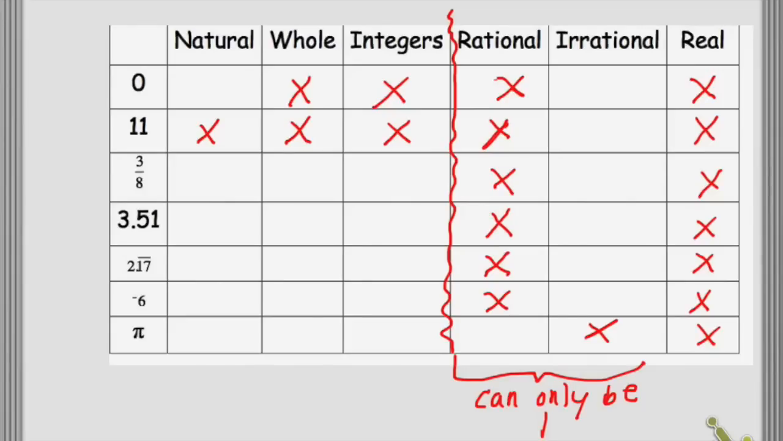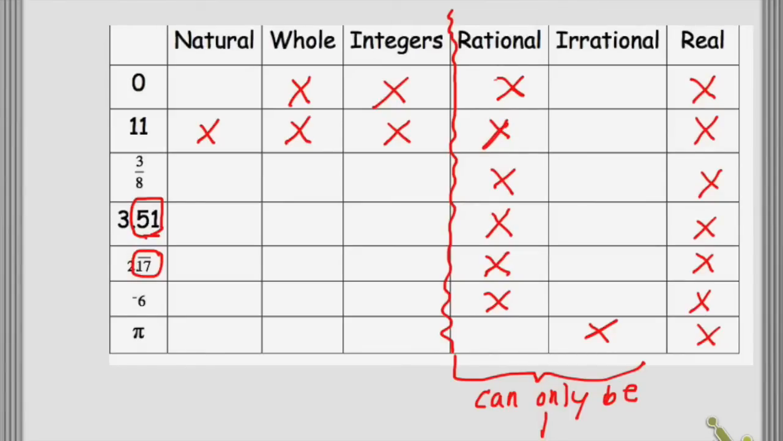3/8 is not a natural number or a whole number because it has that fractional piece, and it is not an integer because it's not a whole number or its opposite, so that is only rational and real. Same thing for 3.51, just rational and real. That fraction or decimal piece right there keeps it from being an integer. Same thing with the repeating part here.